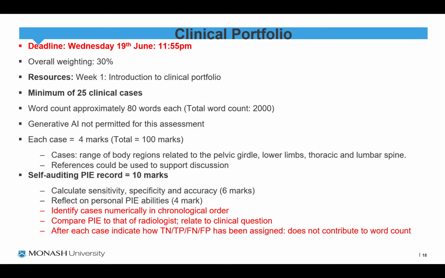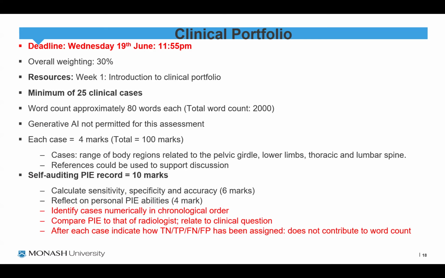specificity and accuracy. So specificity is how good you are able to exclude pathology, so you can identify the normals. Sensitivity is how good you are at picking up the abnormals, and accuracy is your overall image interpretation capability, if I could put it like that.